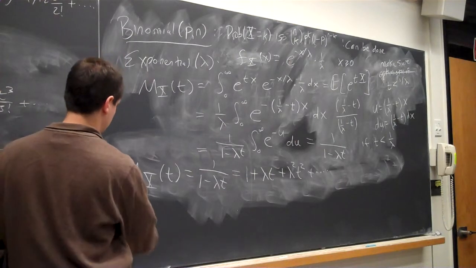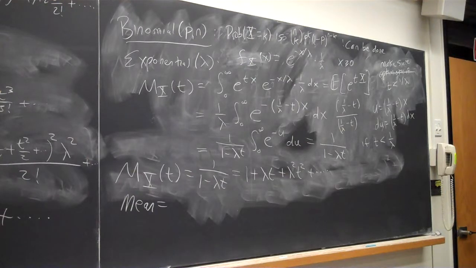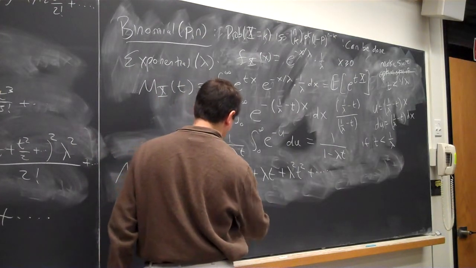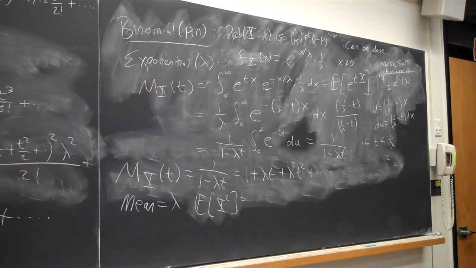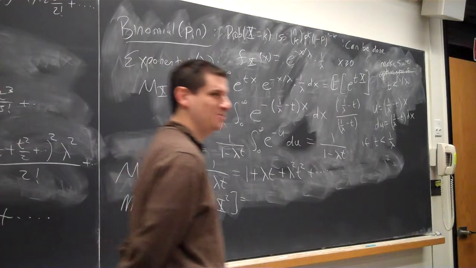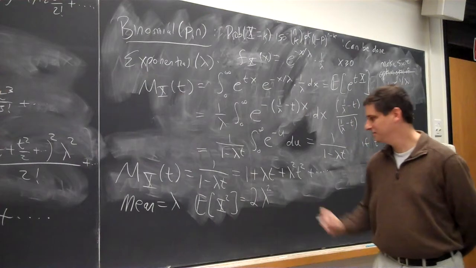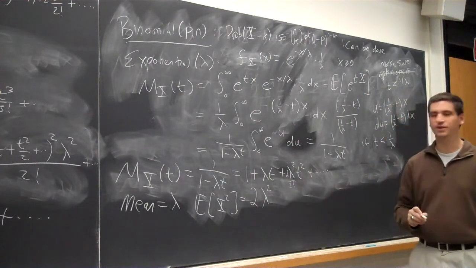So what's the mean? So what would the mean equal? Lambda. Now the second moment, it's a little bit harder. What is the second moment equal to? No. 2 lambda squared. Excellent. Why 2 lambda squared? Because you need it to be divided by 2 factorial. We really want divided by 2 factorial, so we have to put in a 2 over there.